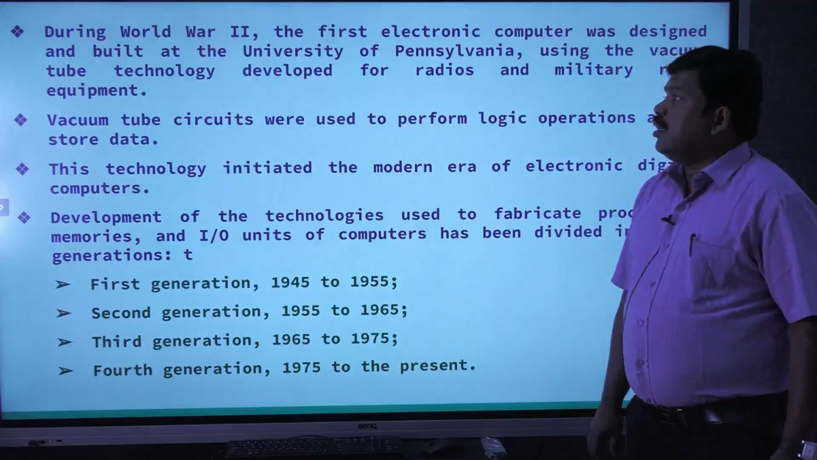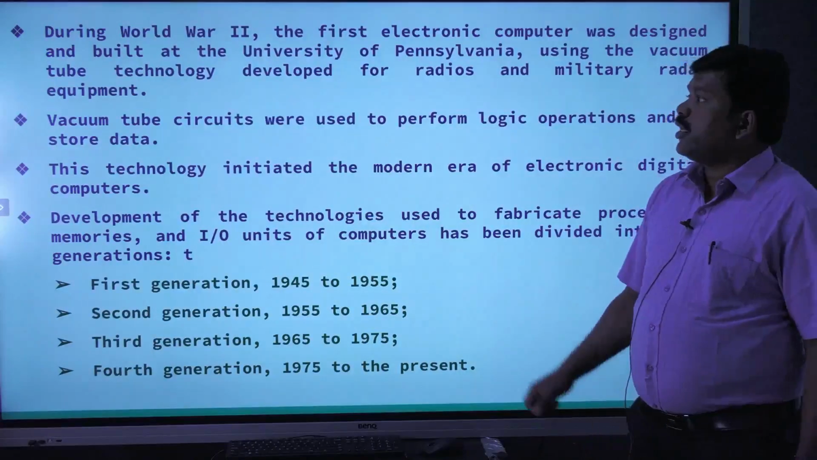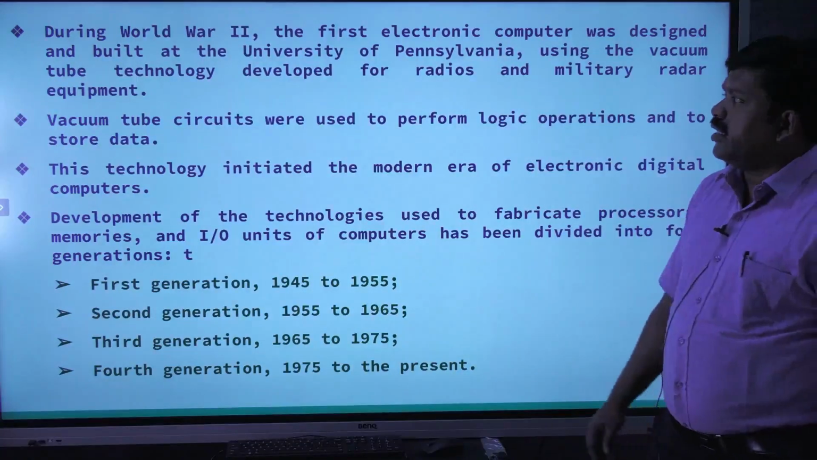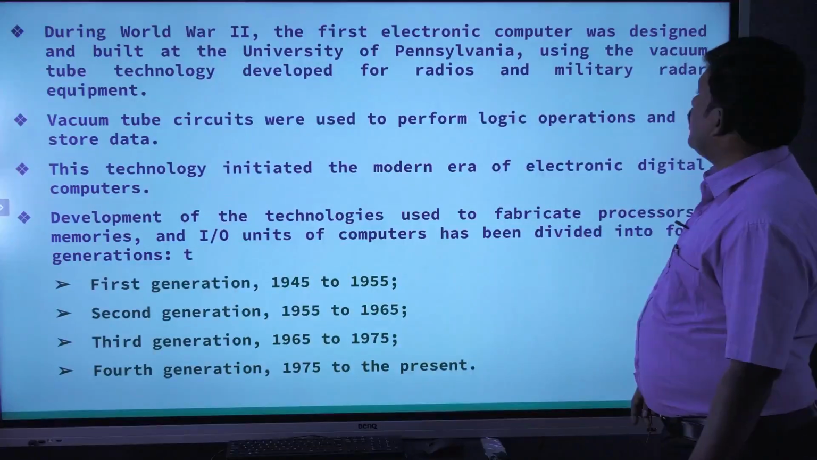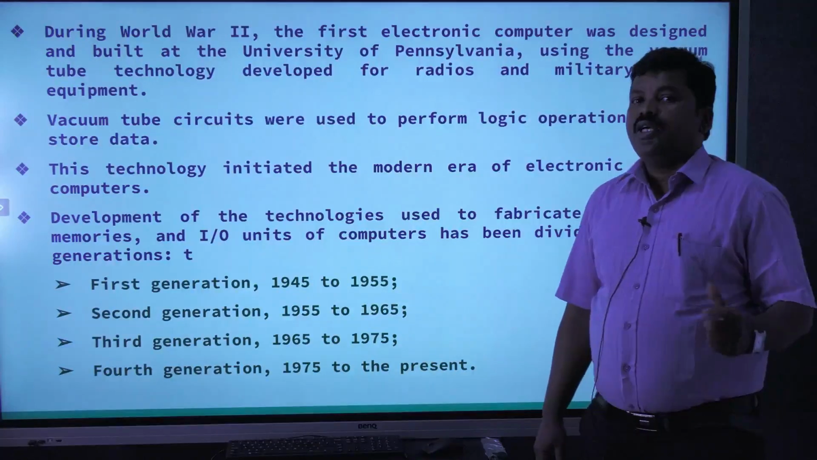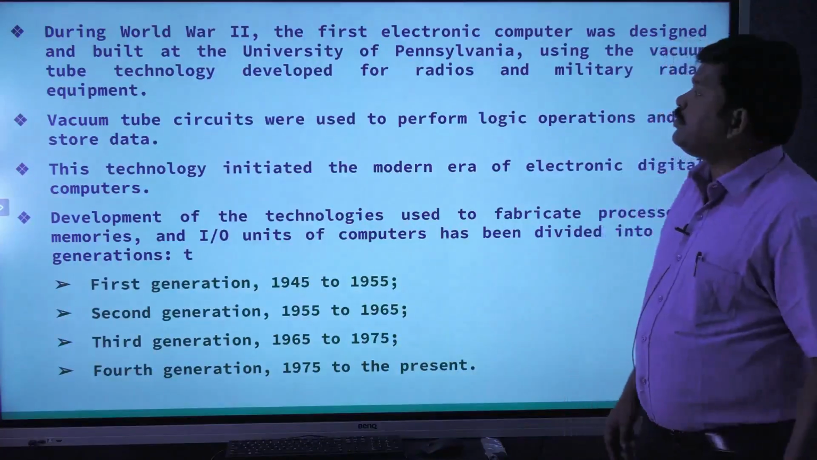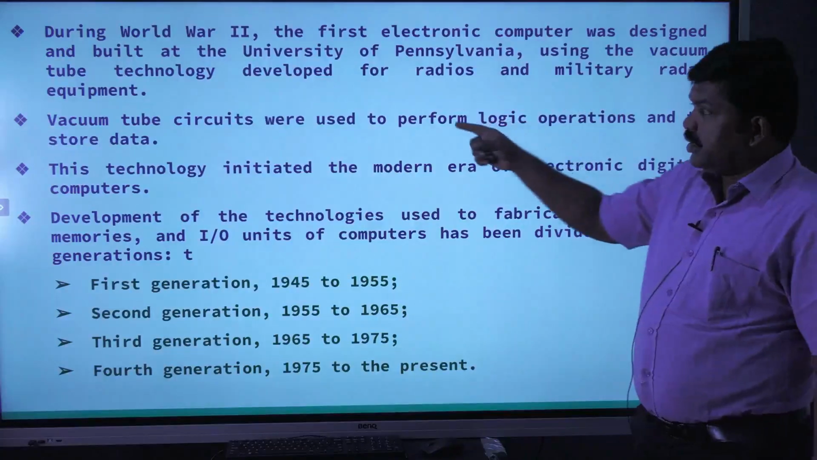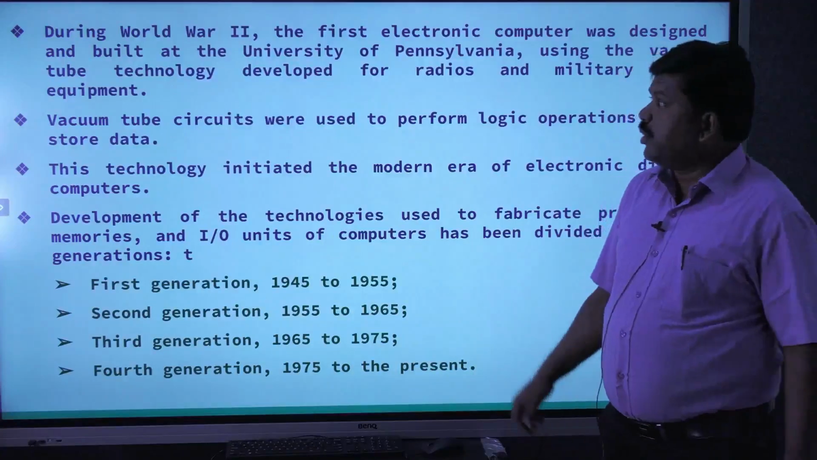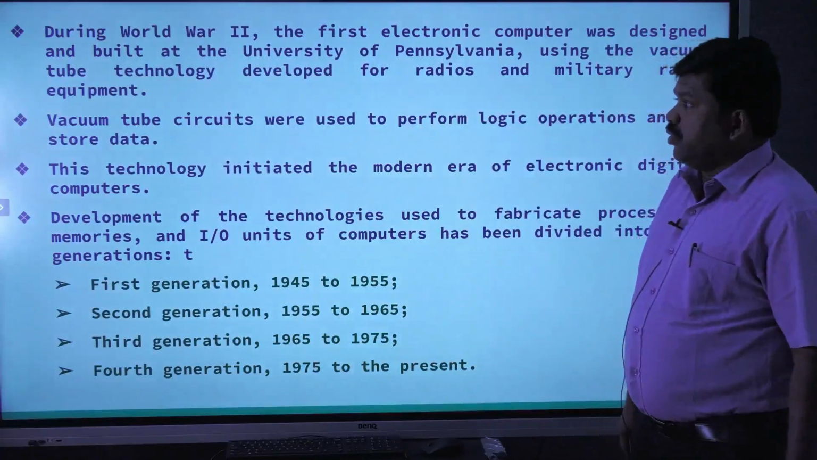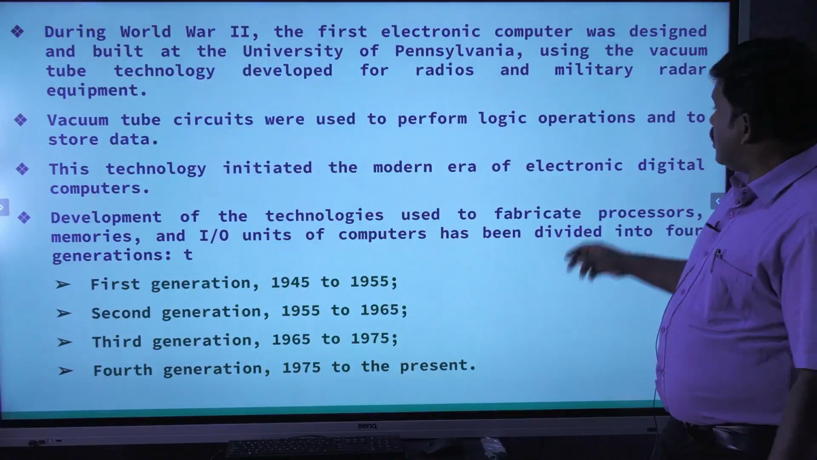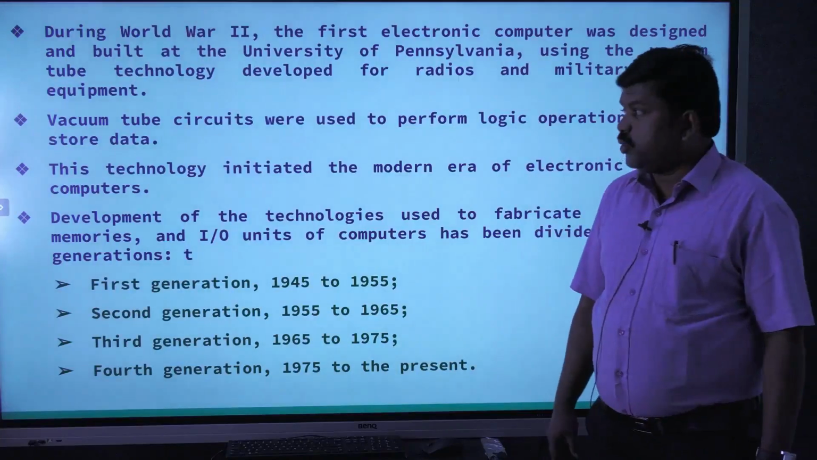The original computer manufacturing started during World War II. The first electronic computer was designed at the University of Pennsylvania using vacuum tube technology. Vacuum tube technology acted as the processing element in the first computer, as in radios and military radar equipment. So the first computer designed was used only for military purposes, especially during World War II. Vacuum tube circuits were used to perform logic operations in the earlier computers and to store data also.